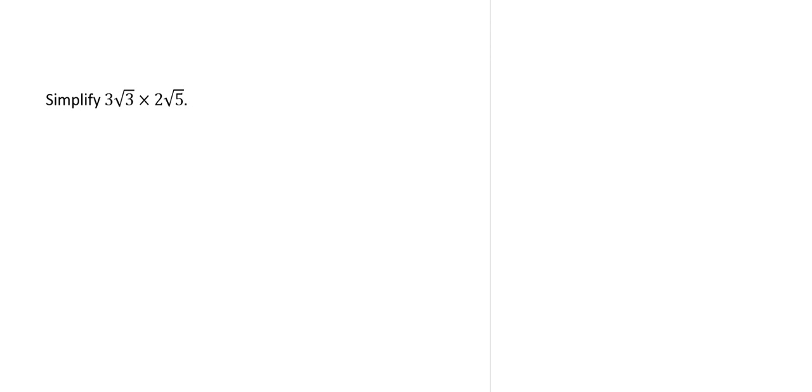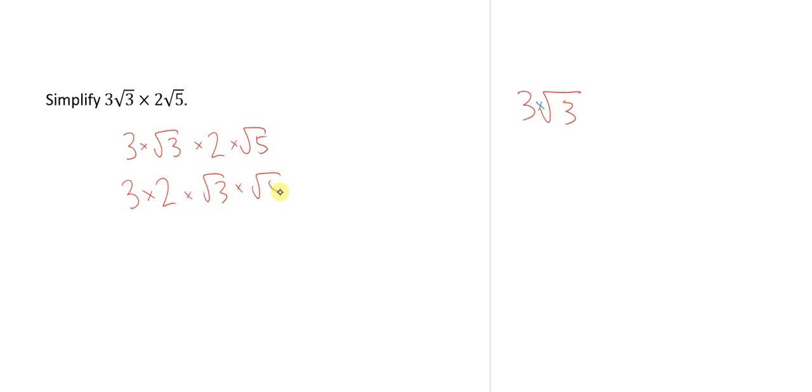So let's use that little rule looking at this guy here. Keep in mind that when you see something like 3 root 3, there's actually a multiplication sign in between here that is implied. It's just not written. So in this question, we're really saying 3 times root 3 times 2 times root 5. And we know that with multiplication, the order doesn't matter. We can rearrange this and change the order to be 3 times 2 times root 3 times root 5.